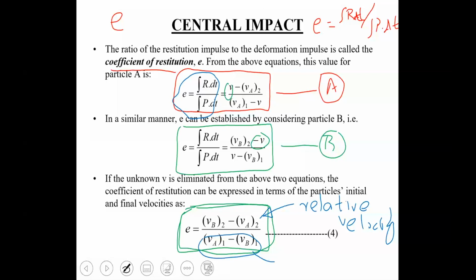So a collision is termed as perfectly elastic if the coefficient of restitution is equal to 1, that is the restitution impulse is exactly equal to the deformation impulse. In other words, there isn't going to be any loss of energy during that collision.